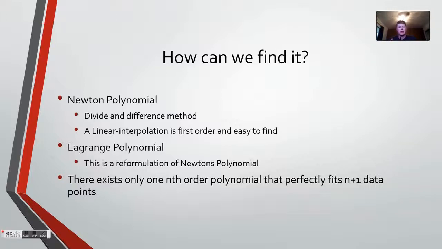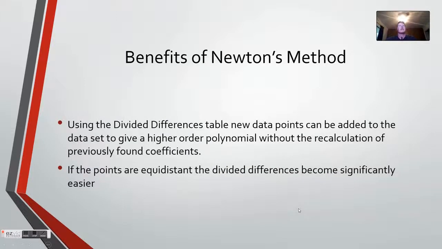The benefit of Newton's method is the divide and difference table: new data points can be added at any time, and these data points can just be used to create a higher order polynomial. We won't have to recalculate previous data points. They're still useful. If the data points are also equidistant from each other, this becomes significantly easier as a pattern emerges in the divide and difference formula.